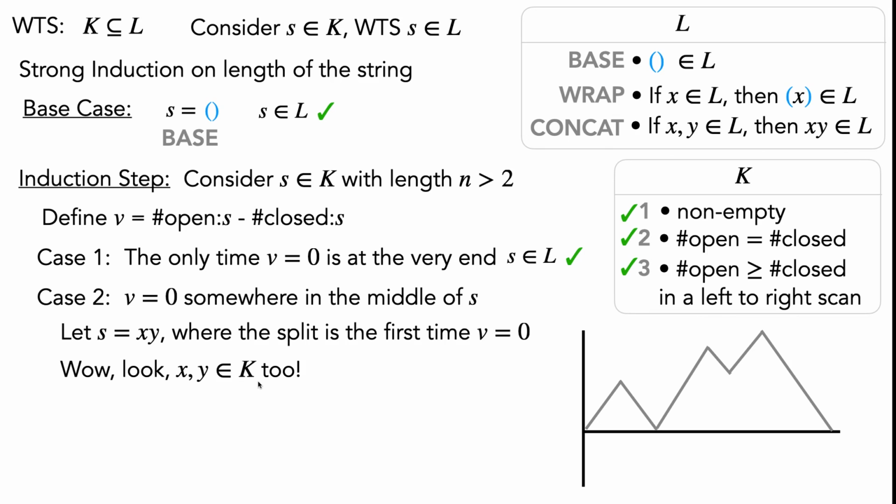So that means x and y are in K too, and therefore by the induction hypothesis, they are also in L. And now we can go ahead and use the concat rule and say that S is in L. So case 2 checks out as well.